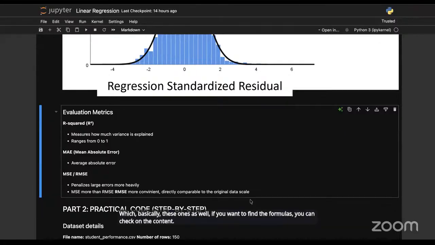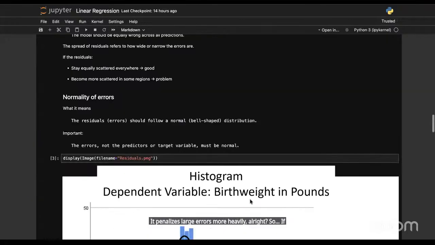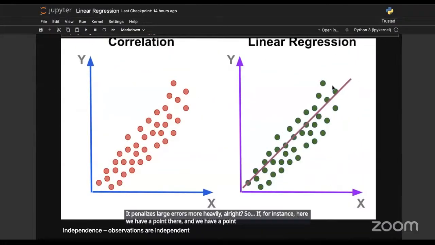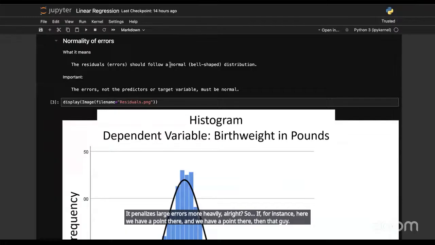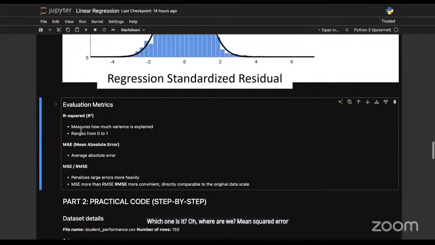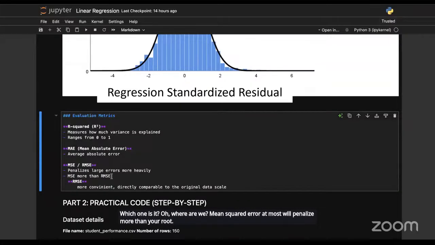It penalizes large errors more heavily, all right? So if, for instance, here we have a point there and we have a point there, then that one. Where are we? Mean squared error at most will penalize more than your root mean squared error.